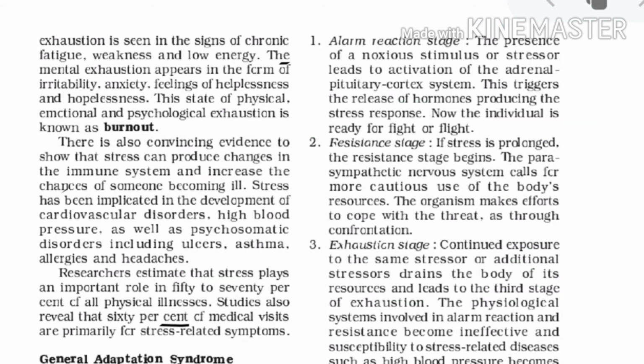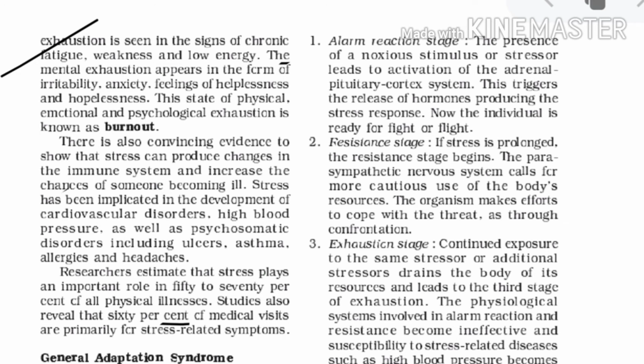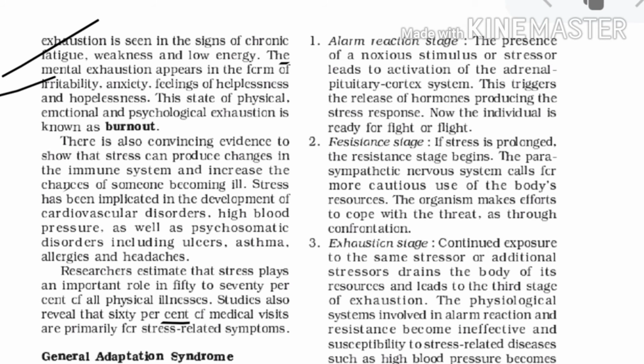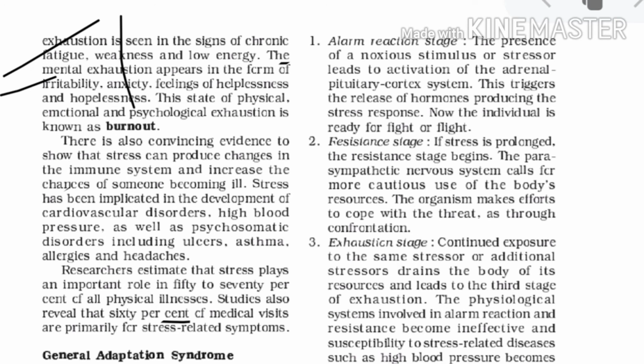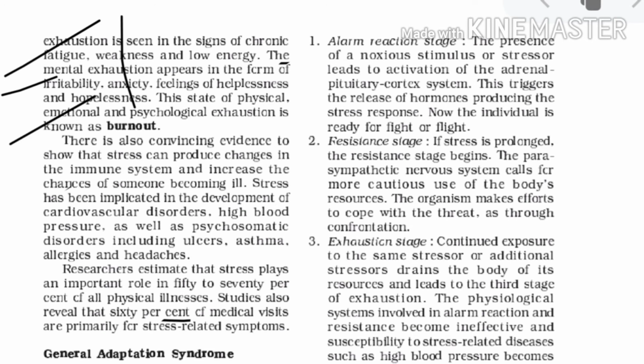So, my dear students, the exhaustion is seen in the signs of chronic fatigue, weakness, and low energy. These are some of the health problems when we suffer from stress, and sometimes it may turn into irritability, anxiety, feelings of helplessness, and hopelessness. So basically, the state where we are not able to handle the stress anymore, the state of physical, emotional, and psychological exhaustion, is known as burnout.